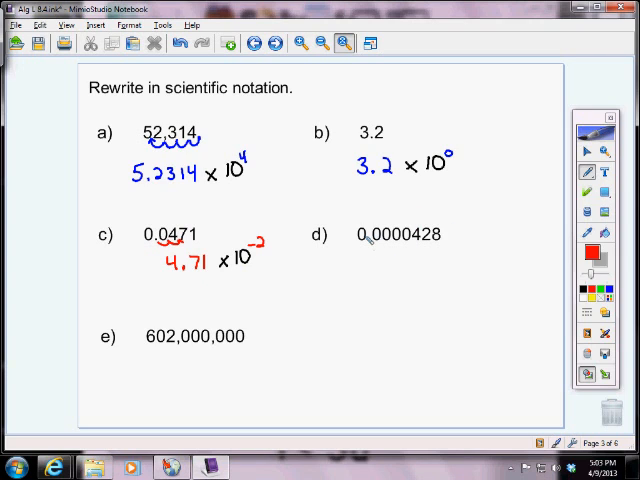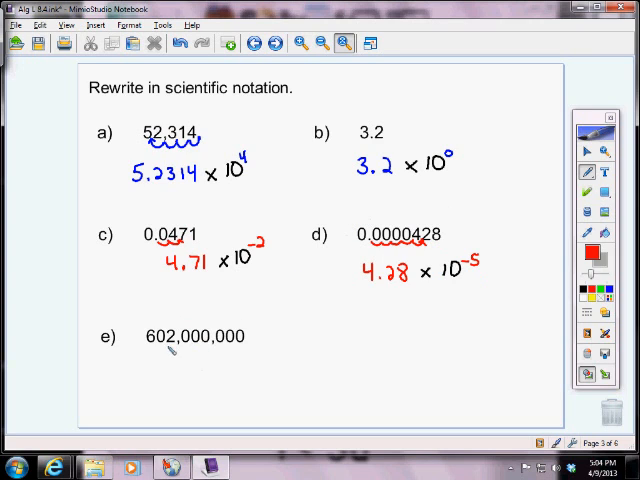Let's look at this example here. I'm going to move my decimal place over 1, 2, 3, 4, 5 times. That gives me 4.28 times 10 raised to the negative 5. Why negative? Because this is a number less than 1.